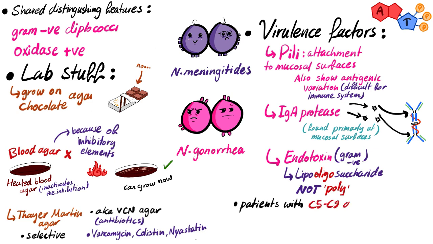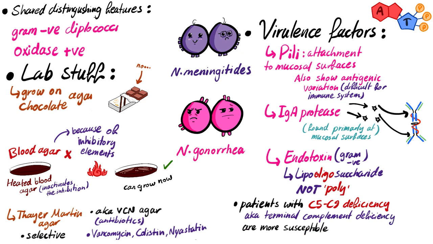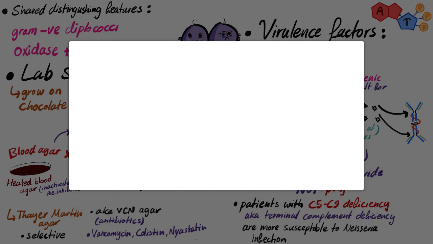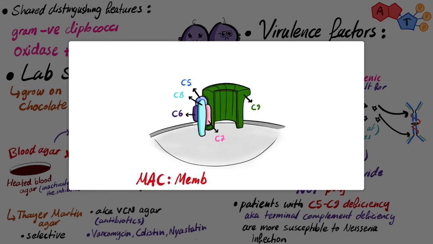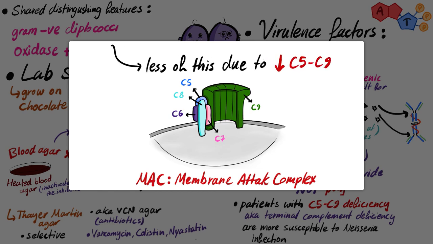Lastly, you need to know that patients with C5 to C9 deficiency, also known as terminal complement deficiency, are more susceptible to Neisseria infection because these particular complement proteins are essential to form the MAC, also known as membrane attack complex, that is usually used to cause bacteriolysis. So when these proteins are deficient, the MAC won't be produced enough, and that will cause them to be more prone to infections.